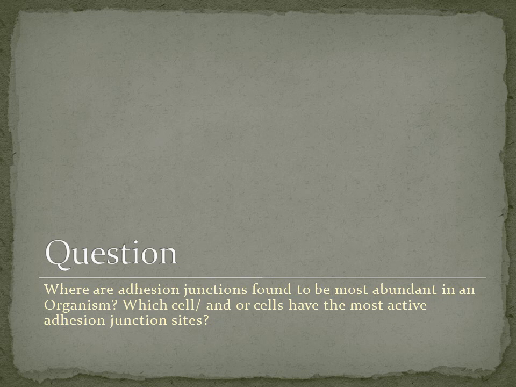As far as my question, I would have to say, where are AJs found to be most abundant in an organism? Like which cell in an organism has the most adhesion junctions, and which cell or cells have the most active adhesion junctions?